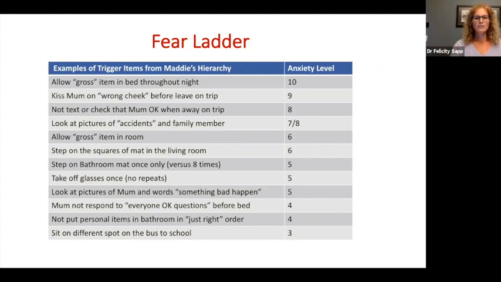Up at the middle are things like stepping on that bathroom mat once only versus 8 times, which is what OCD wanted. When we started with that one, we went from 8, and then we went to 4, and then to 2, and then eventually to 1. Allowing gross items in her room, allowing gross items in her bed throughout the night. These were up at the very top.